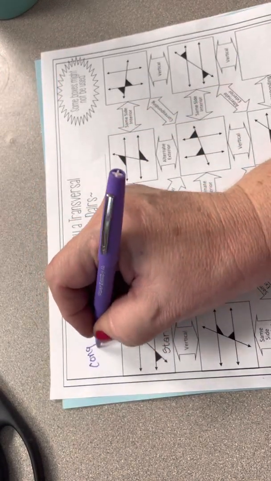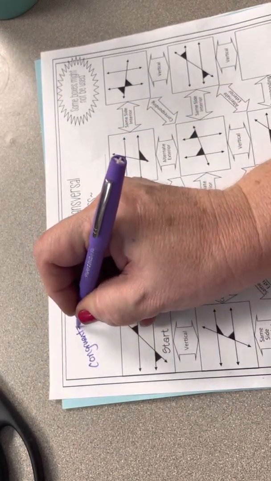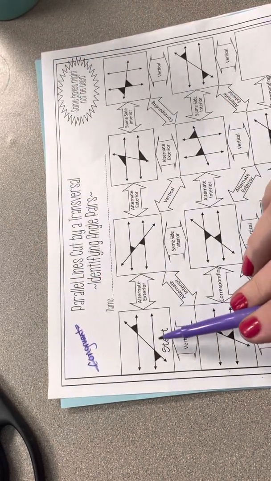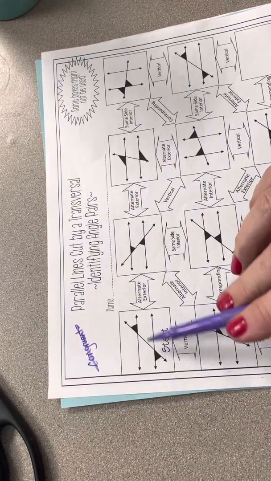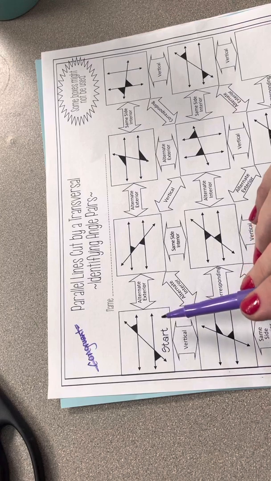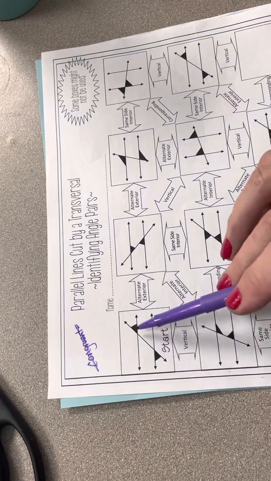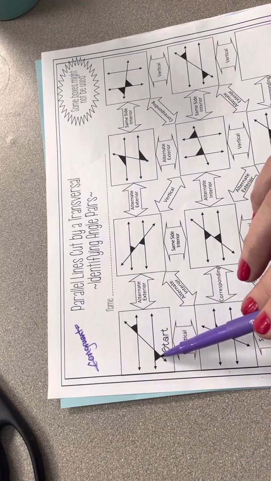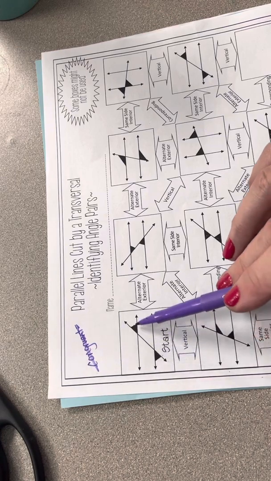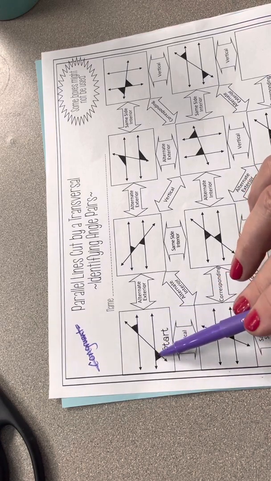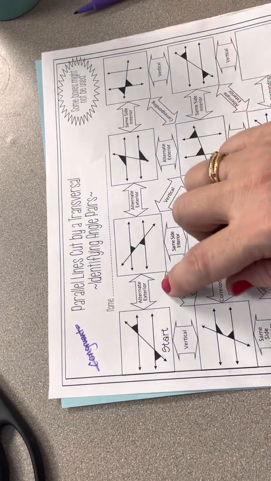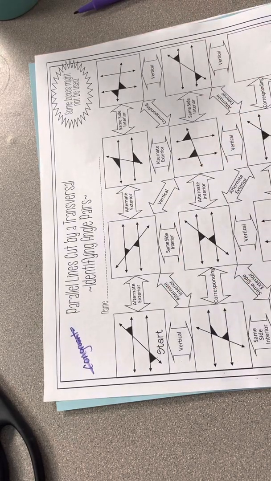So we're trying to decide if they're equal. No, that's the other side. We're trying to decide what they are. If this is alternate interior or vertical. These look vertical, but they're on two different parallel lines. So this is exterior, this is exterior, this is on the right, this is on the left. So this is alternate exterior.